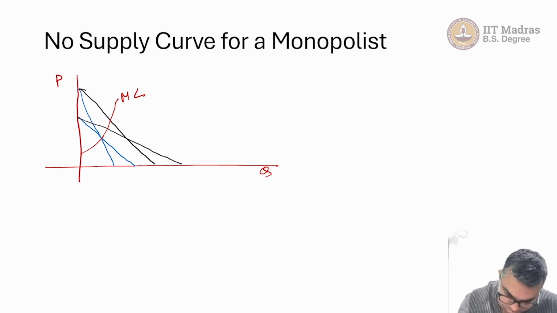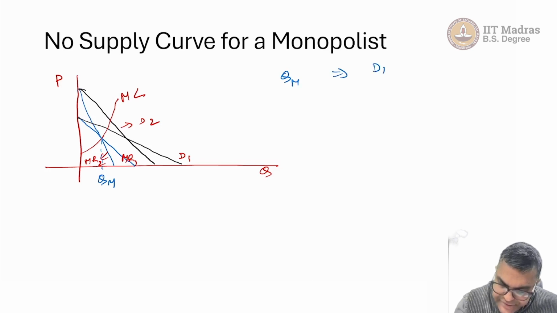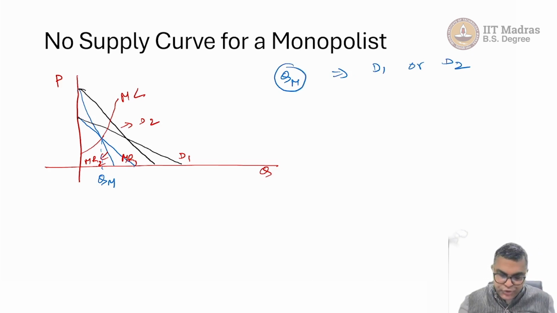So let us look at two different conditions. Let us say this is demand 1, this is the corresponding marginal revenue, this is demand 2, and this is the corresponding marginal revenue. Let us see what is happening here. Of course, in both cases QM is going to be the same, whether demand is D1 or D2. In this particular setting, the optimal quantity for the monopolist is going to be QM.